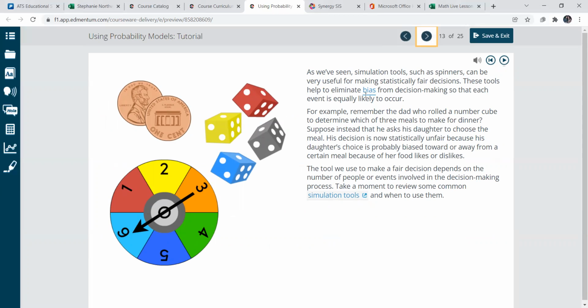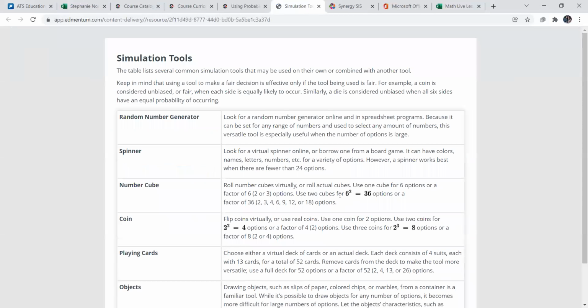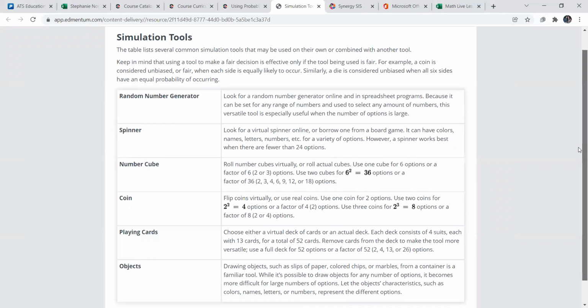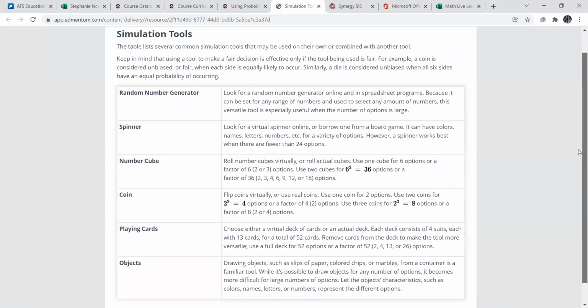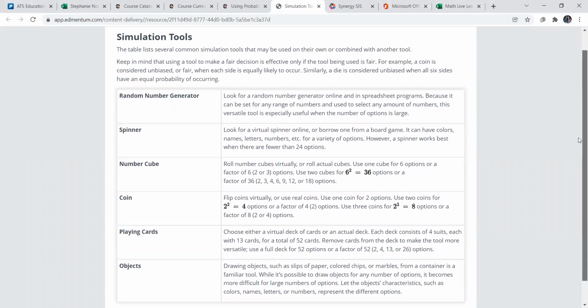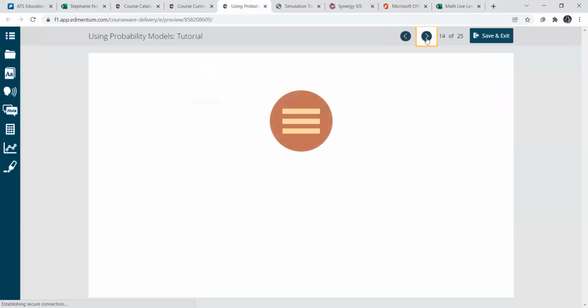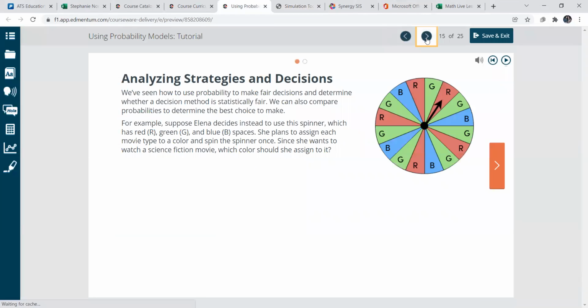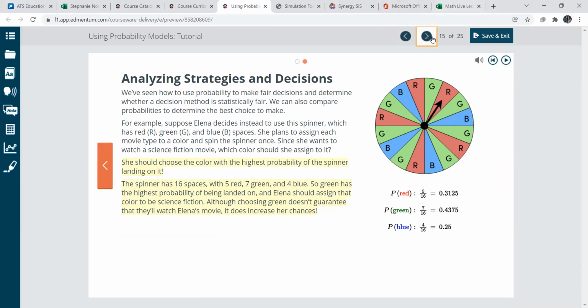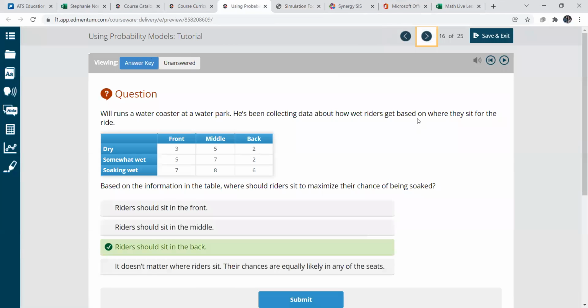All right, so the next one, we have the simulation tools, and this is just giving you an example of a couple of things. We have a number generator, spinner, a couple of things I've already talked about, number cube or dice, coin, playing cards, other objects as well. And analyzing the strategies, this shows a spinner. What is the opportunity of landing on each color?